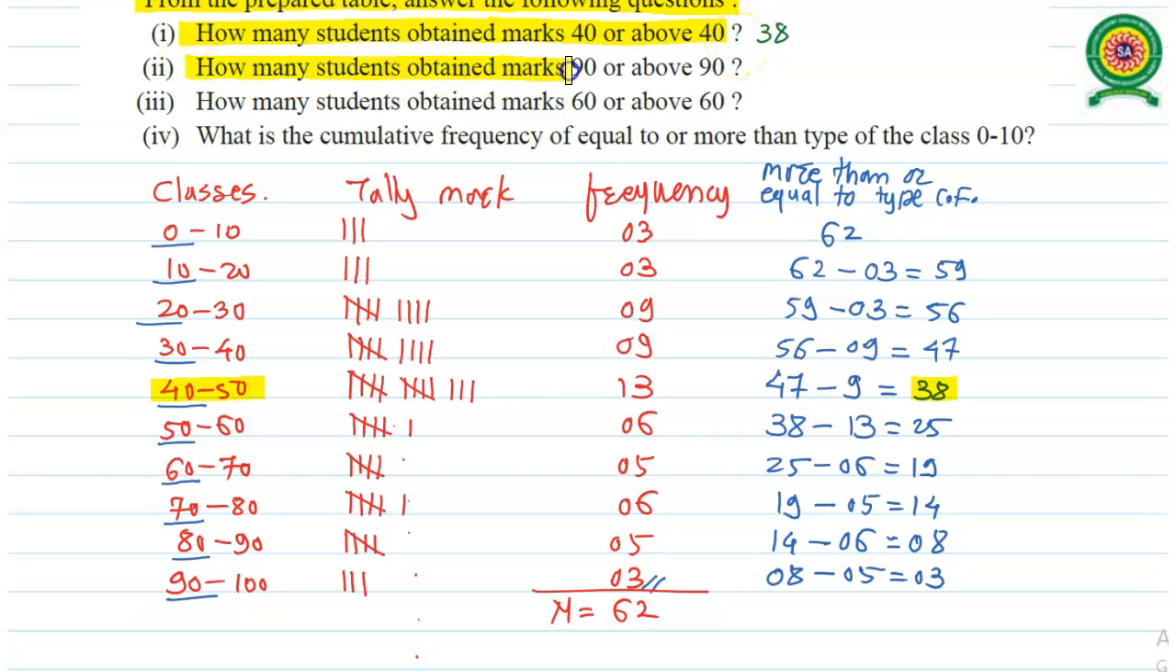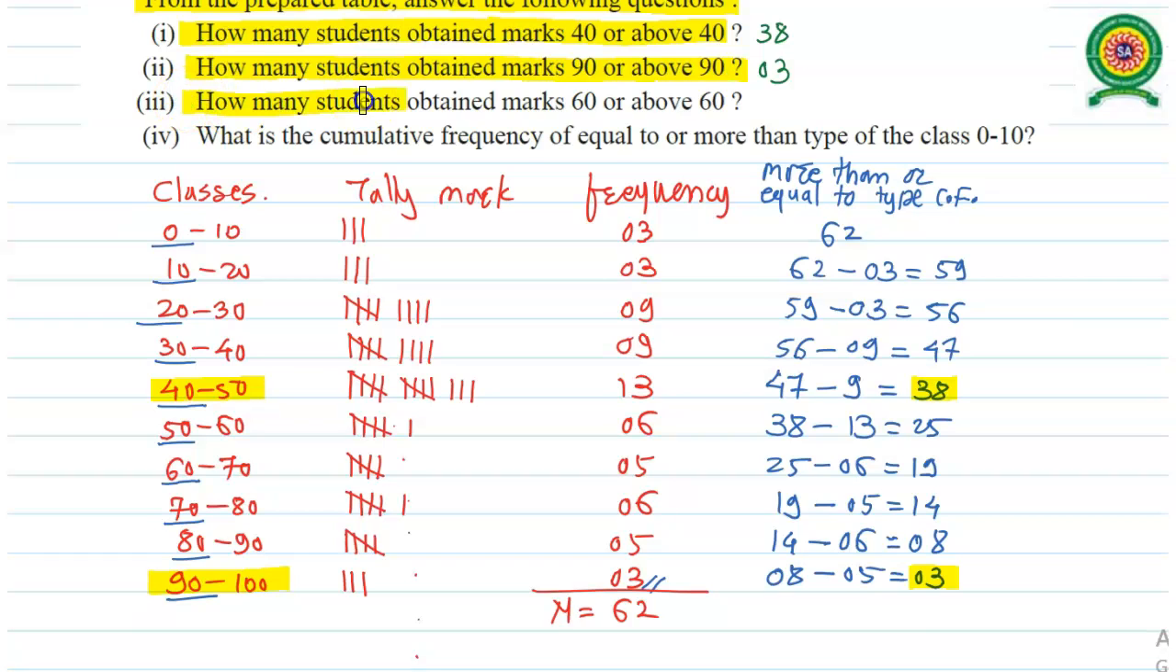How many students obtained marks 90 or above 90? So 90 or above 90 means the class 90 to 100. That respective class having greater than cumulative frequency is 3. So we have there are 3 students who obtained the marks 90 or above 90. Look at the next one.